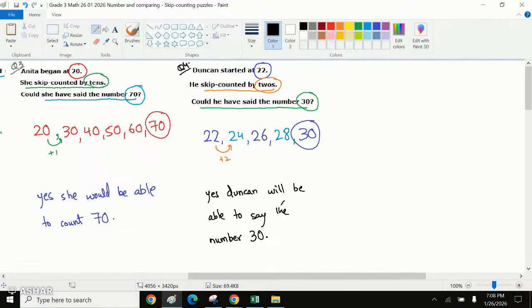Okay, so these are quite easy ones, right? I'll try to make a difficult one after this, right?